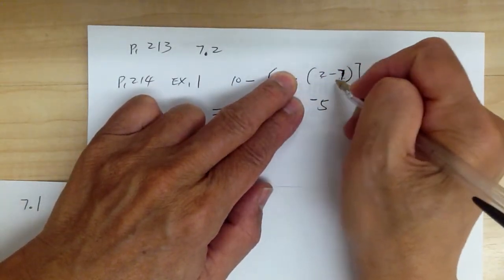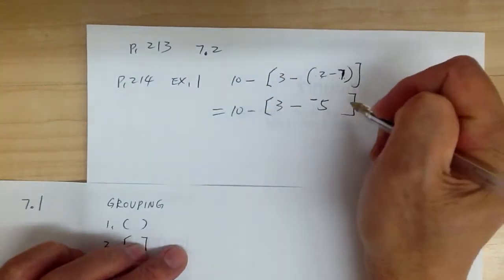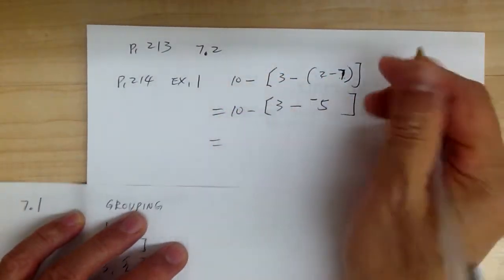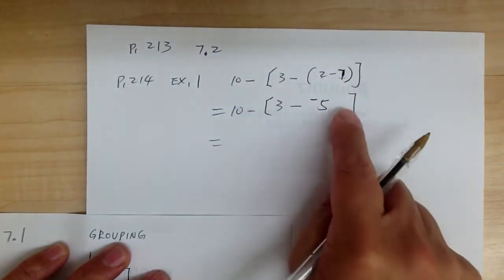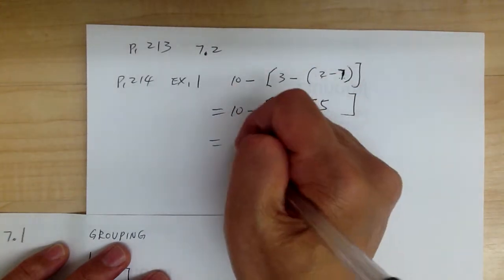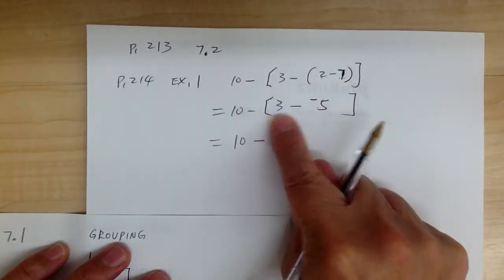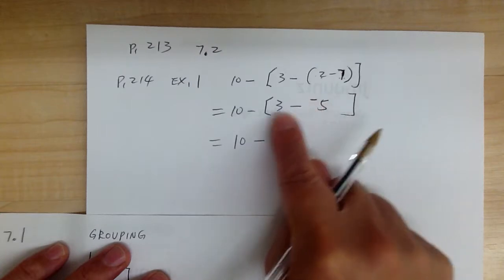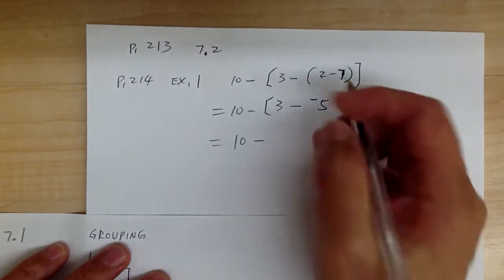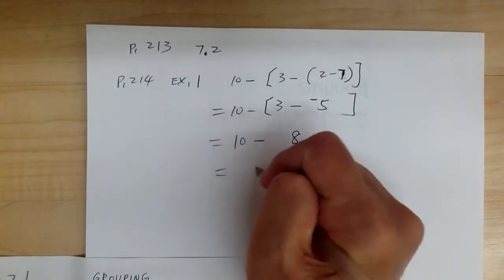So once you do the operation, you can get rid of the grouping symbol already. So first you take care of parentheses. So now you have to do the bracket. So they become 10 minus 3 minus minus. So this becomes plus. So this is 3 plus 5, which will give you 8, and so this will give you 2.